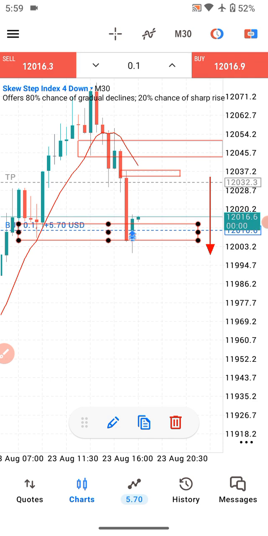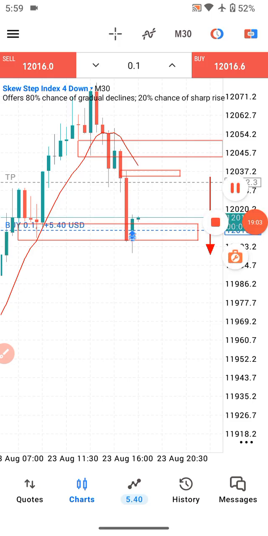I'm willing to wait for this market to get into my profit, even if it's going to take a whole hour. I don't care if it's going to take an hour before it gets to my TP. All right.